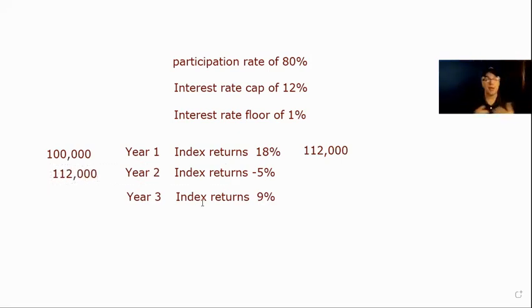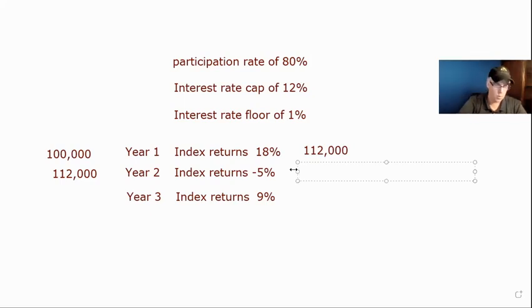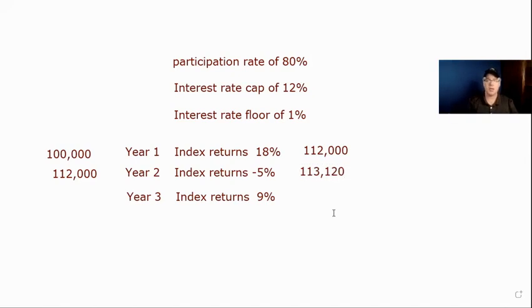Now the index went down 5%, which sucks, okay? But remember, we have a floor. We can't earn less than 1%, so we're going to earn 1% on our money. Better than losing money. It's not a great return, but it's better than losing. So we're going to do 112,000 times 1.01. Now we have 113,120. We'll put it over here. That's the end of the second year. Boom, boom, boom. We okay with that? I like that. Now we end this year and we start with a new one.